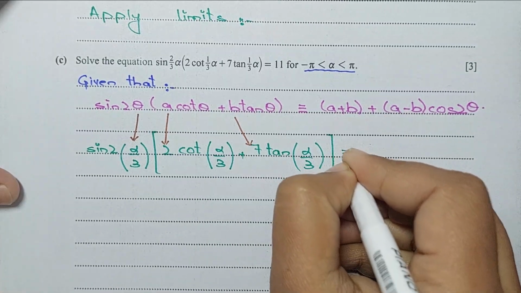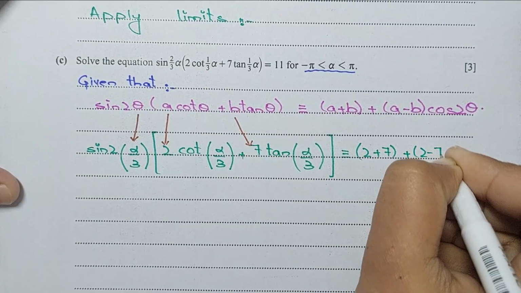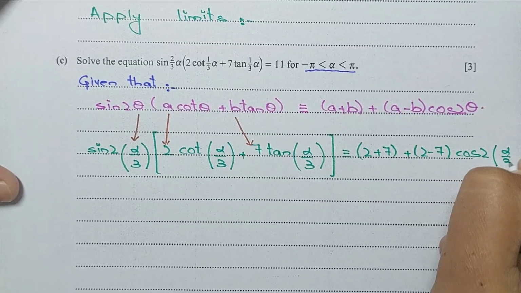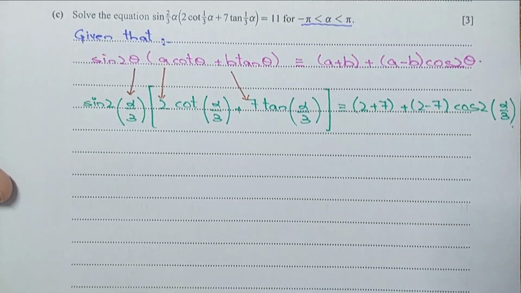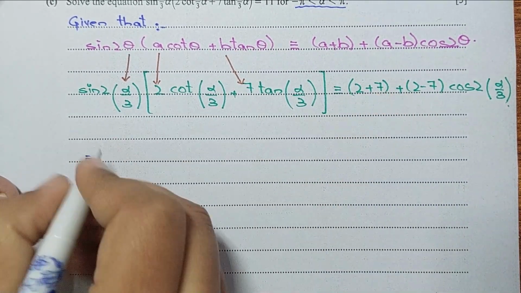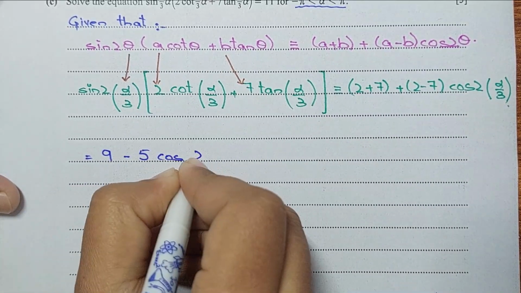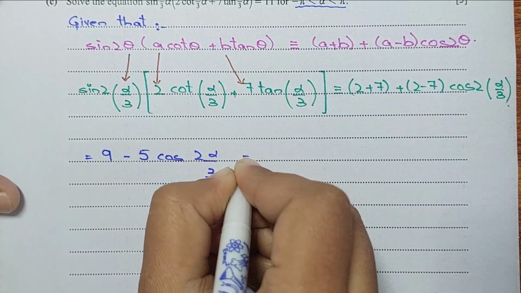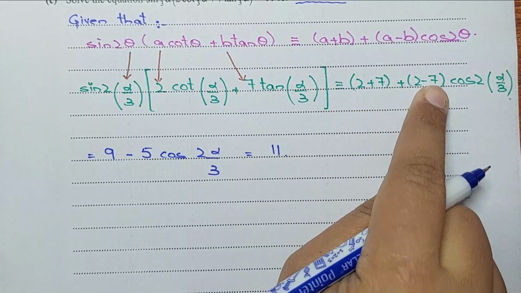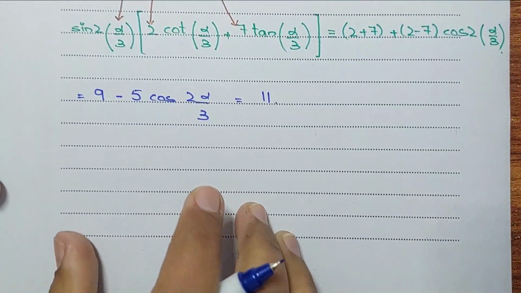This is always equals to A is 2, B is 7. Cos 2 theta is alpha by 3. Now we can say this is 9 minus 5 cos 2 alpha over 3. This is equals to 11. This whole thing is 7 plus 2 is 9 and 2 minus 7 is minus 5 and this is 2 alpha by 3 and put this equals to 11 and now we have to simplify.